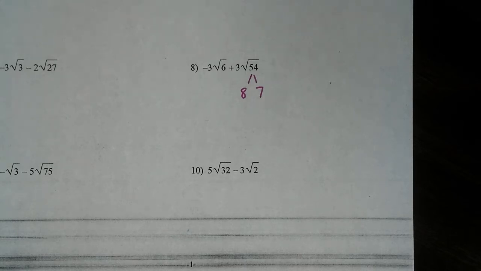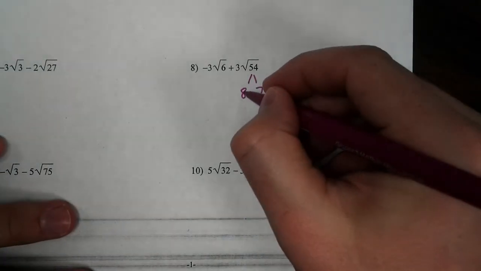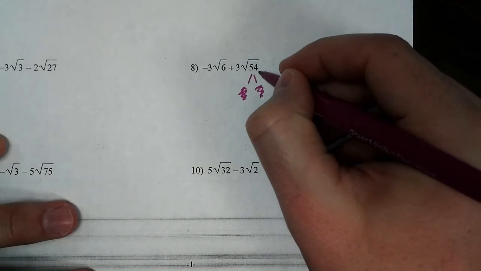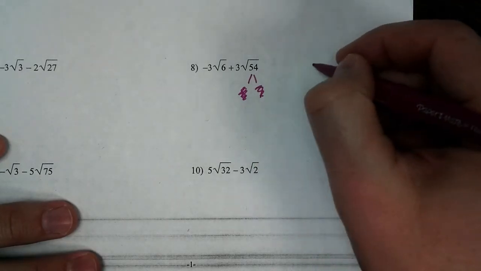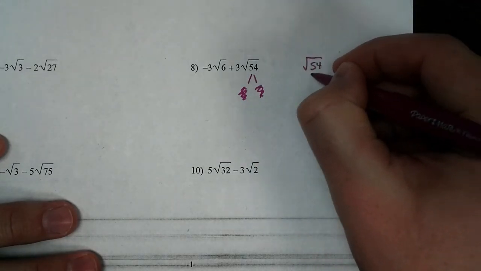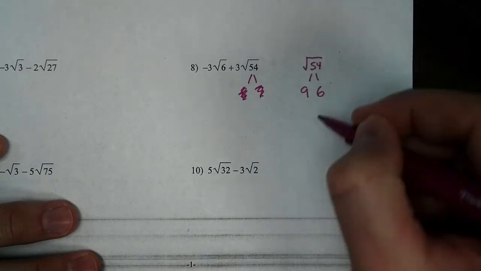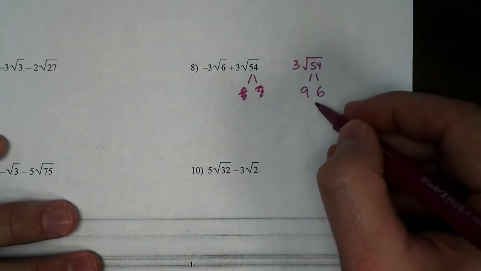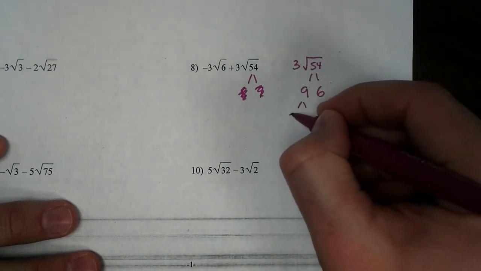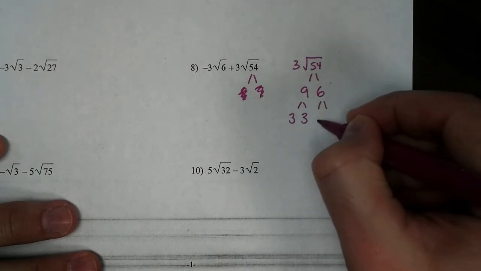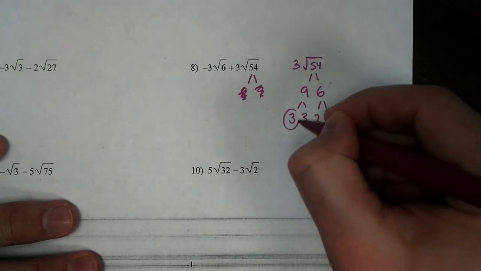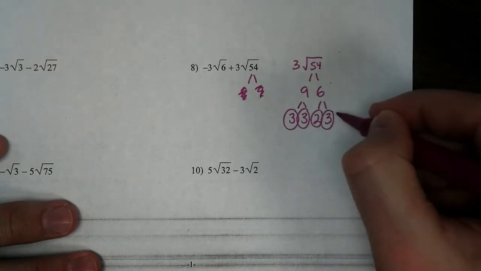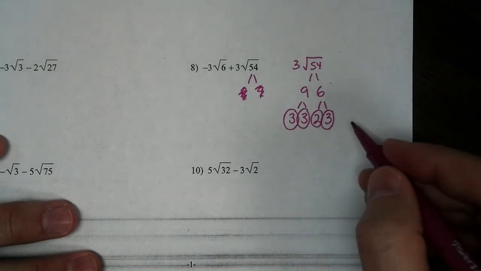No, see, I almost messed up again. 54 would be 9 times 6 over here. 54, 9 times 6. There we go. All right, finally getting back on track. So 9 breaks down to 3 and 3, and 6 breaks down to 2 and 3. So we have all of our prime numbers.